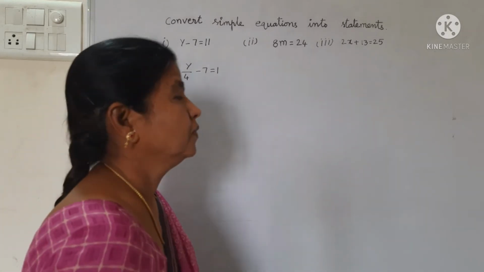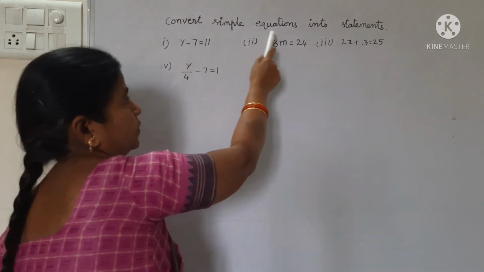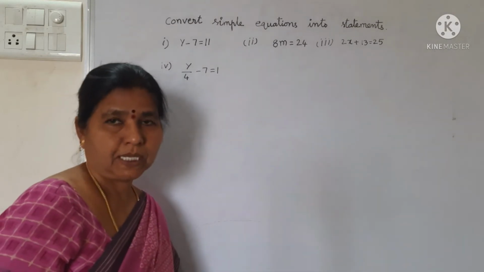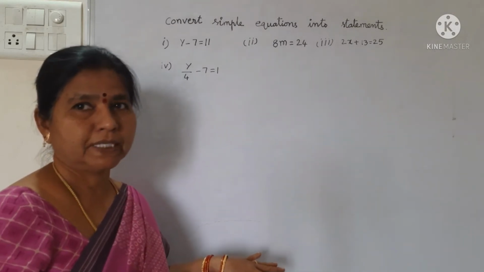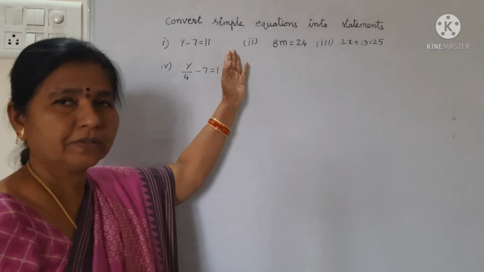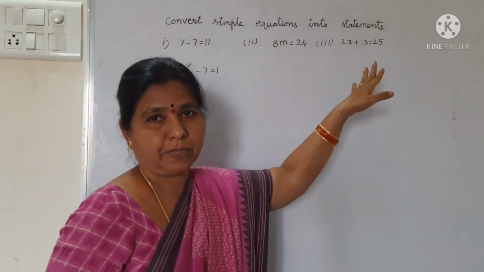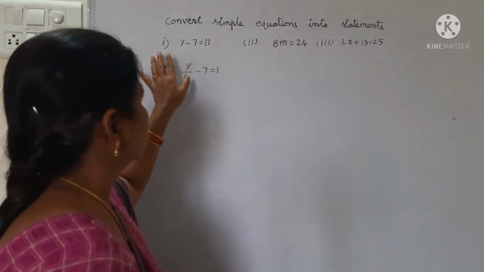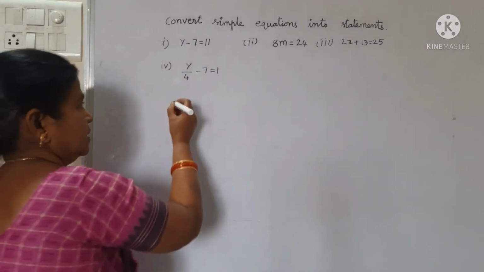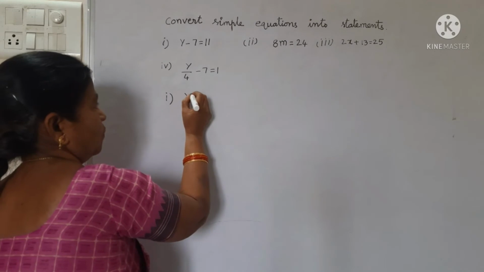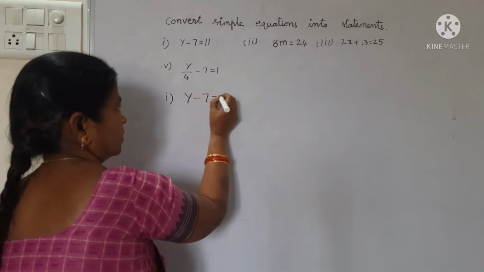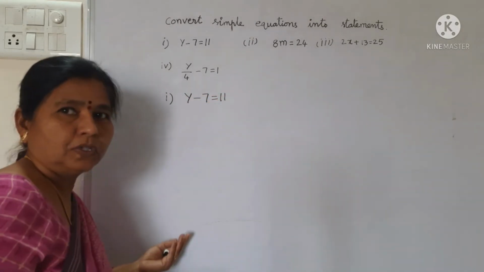Children, now let us convert simple equation into statements. Previously we converted statements into simple equations. Now we are going to convert simple equations into statements. Okay, first one. Let us see the first one. Y minus 7 is equal to 11. How we convert this one?